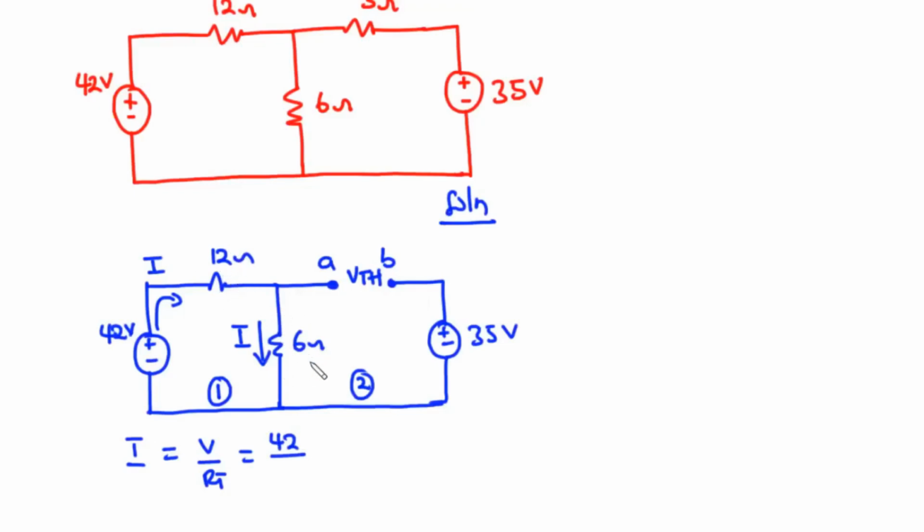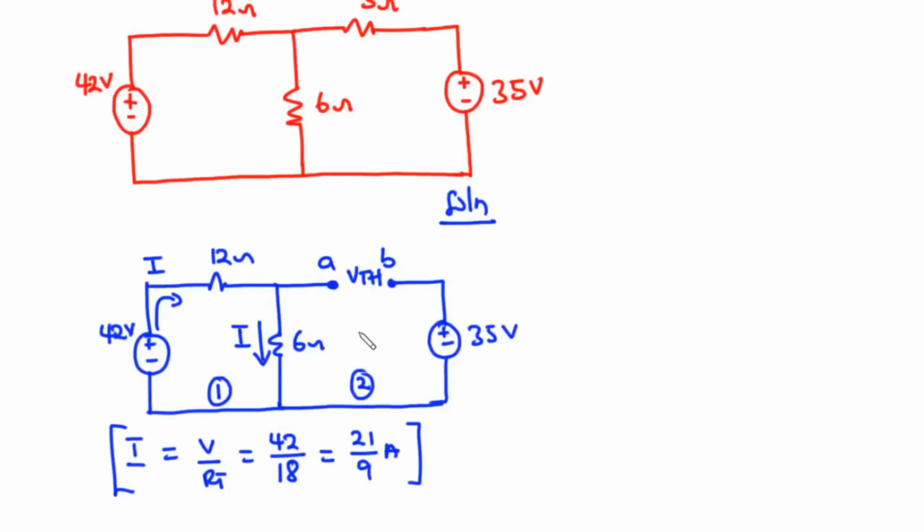We have the value of V to be 42, so 42 divided by V, we are going to add these two values, 12 plus 6 which is equal to 18, and this is equal to 21 by 9. So we have the current I to be 21 by 9 amperes. Since we have the value of I, we can generate an expression for VTH and find the value of VTH.